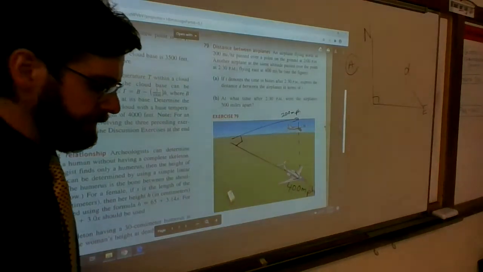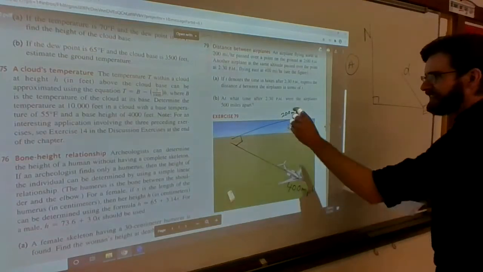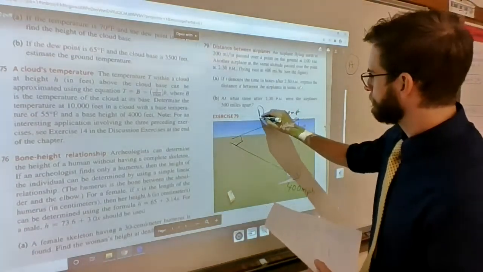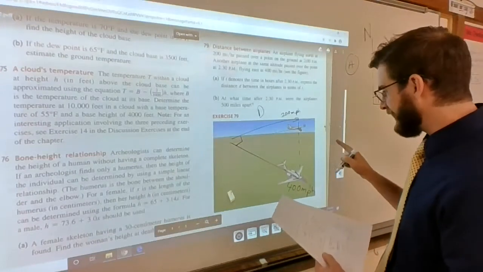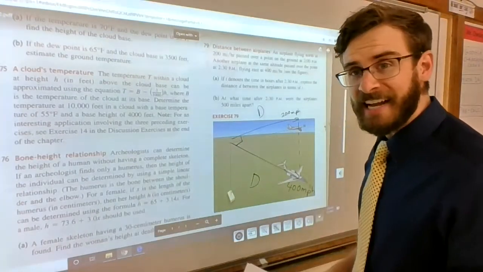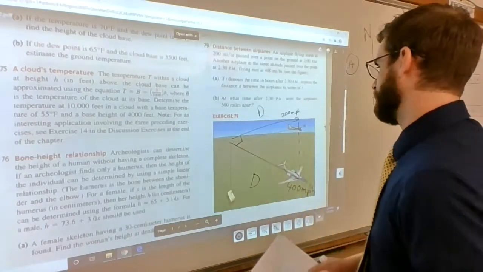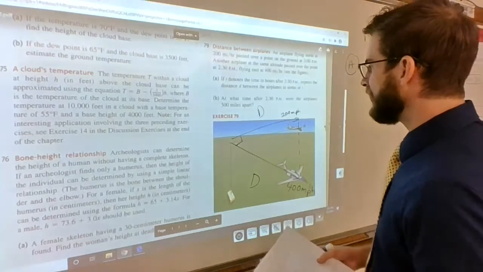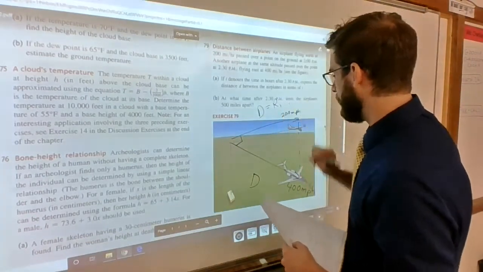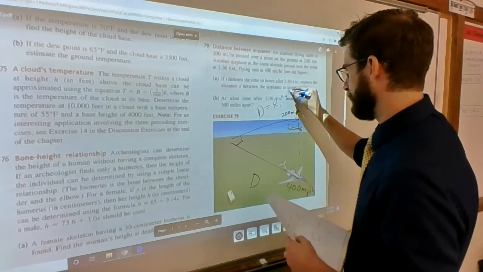So keep in mind, we've got two different things going on. We've got the distance that this plane travels, and the distance that this plane travels. And they are connected to the physics formula, distance equals rate times time. So when you think about it, distance equals rate 1 times some time value for this one.